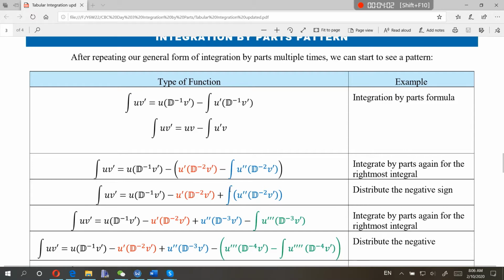And if I keep expanding this, you'll notice a pattern. So when we're integrating by parts, after I simplify everything out, I end up with u d negative 1 v prime minus u prime d negative 2 v prime plus u prime prime d negative 3 v prime. So my signs keep alternating, positive, negative, positive, negative, positive, negative, if I keep expanding this. I keep deriving my u term one more time, and I keep integrating my v term one more time. Okay, do you see the pattern?